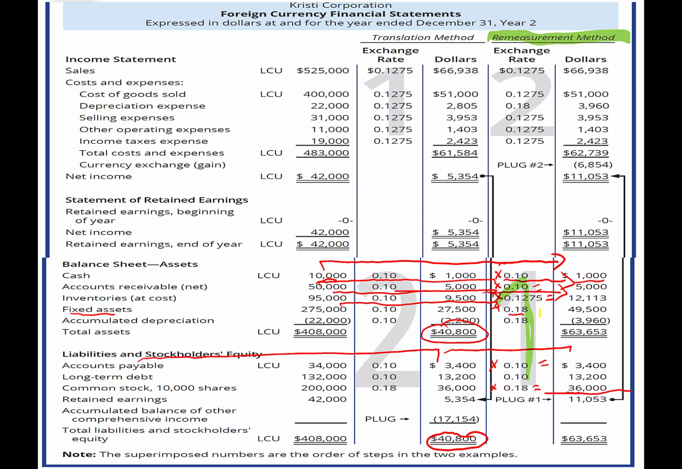But when we do all of that remeasurement, okay, we're sitting here and the total is 63,653, okay? The balance sheet has to balance, but if we added these numbers up right here, the balance sheet would not balance, okay? So in order to make the balance sheet balance, we plug in a number, and when we plug in that number, it makes the balance sheet balance. So we're basically adding that number to retained earnings, okay? Well, what do you add to retained earnings?